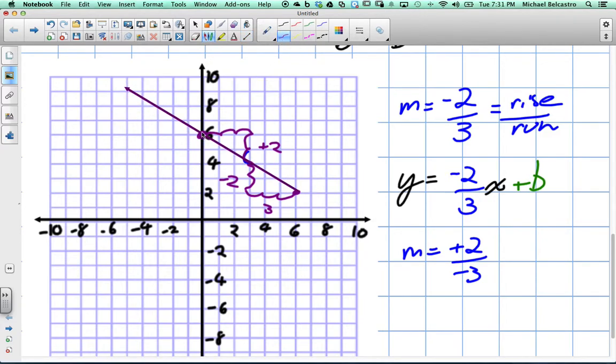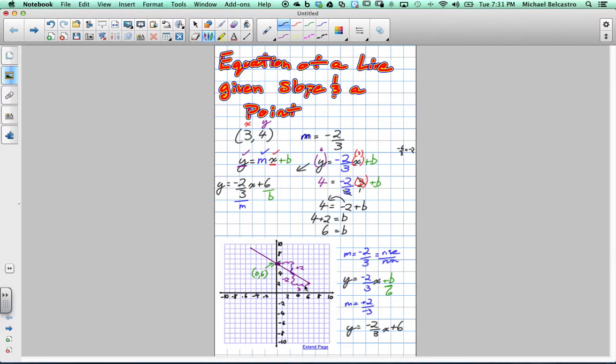And it just so happened our y-intercept was 6. So that means our b value was at 0, 6, which is exactly what we found. Our b was 6. So our equation of our line was y is equal to negative 2 over 3 x plus 6. So whether we used a graph or we did it algebraically, we're able to find the equation of the line with a slope and a point.